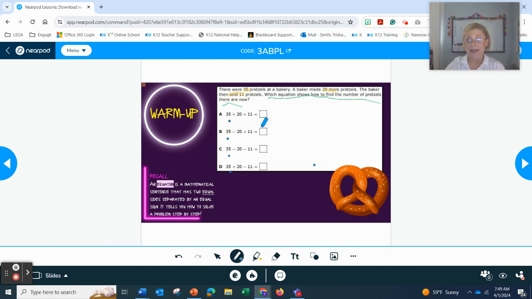So A, adding 20, right here. B, subtracting 20. We can eliminate B. And C, subtracting 20, eliminate. D, adding 20. So we can keep A and D in there. Let's keep going. The baker then sold 11 pretzels. Because the baker sold, are we adding, subtracting, multiplying, or dividing?